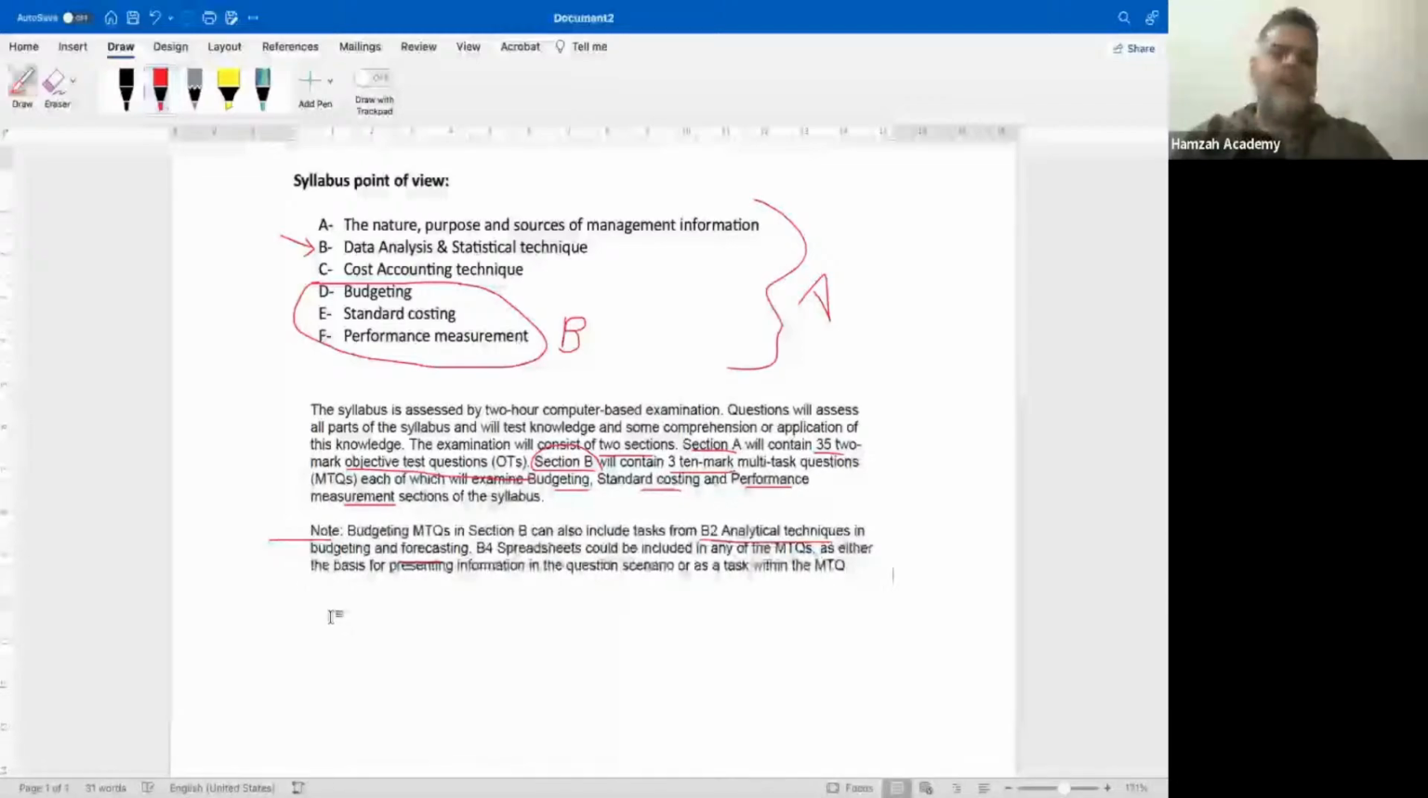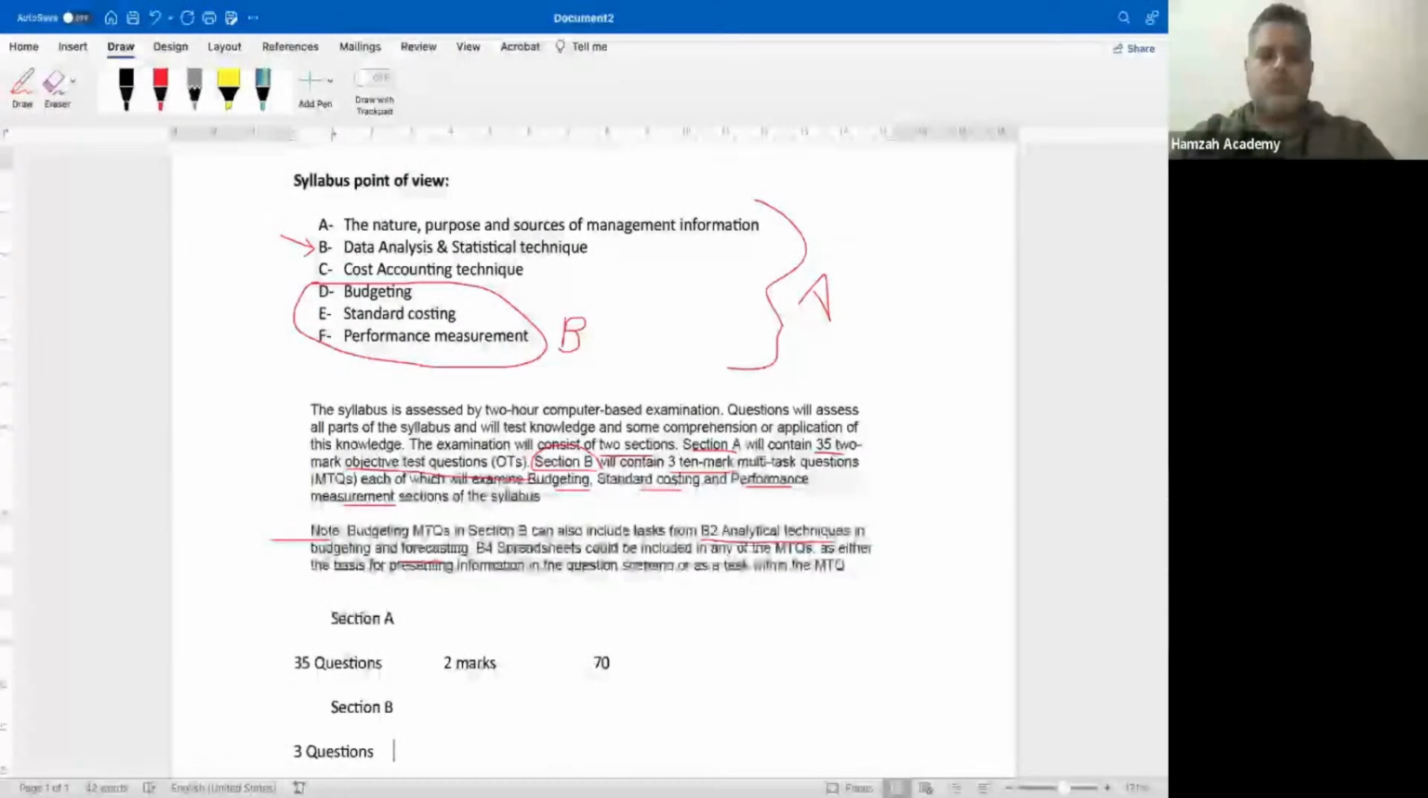Normally, if I write it down over here, in section A we have 35 questions of 2 marks. So technically, that's going to be 70 marks over here. And then in section B, we are going to have 3 questions of 10 marks each, and that's going to be 30 marks.